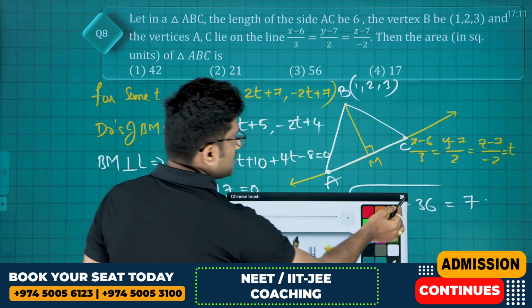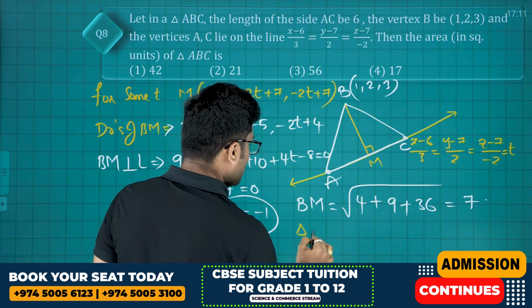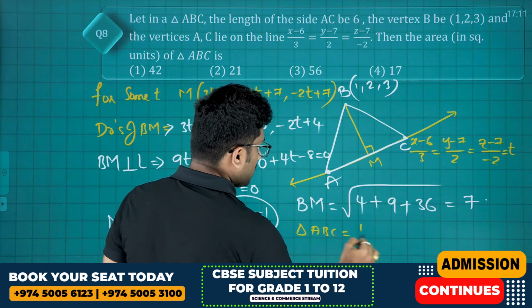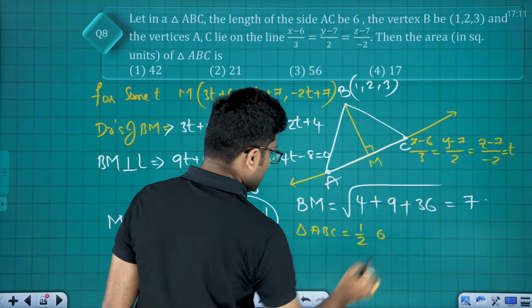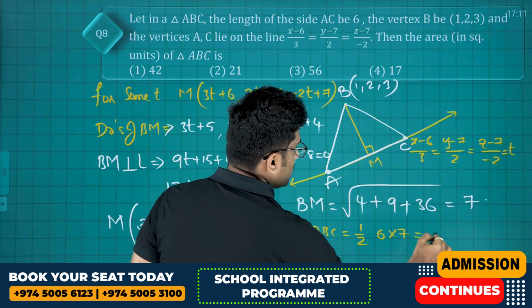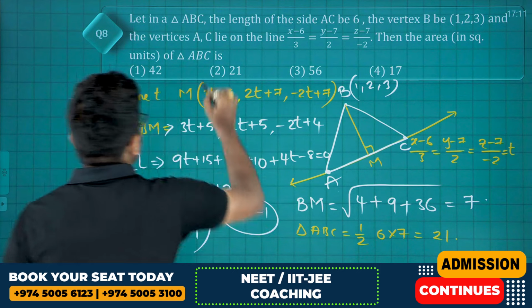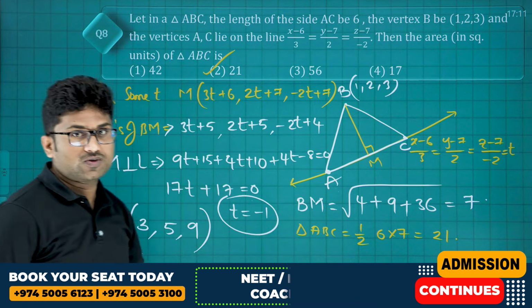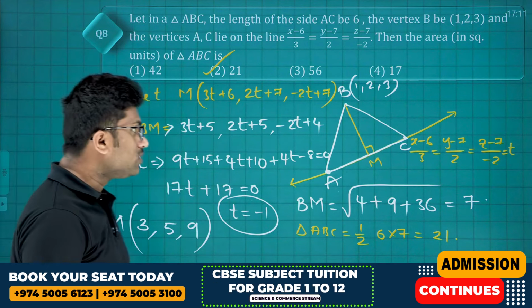So base is 6. Area of triangle ABC is equal to half into base 6 into height 7, which is equal to 21 square units, boss. Option 2, which is 21 square units. Simple question, but good question.